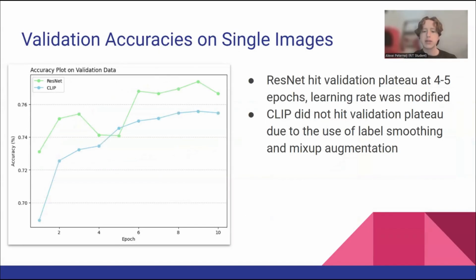The validation sets showed significant fluctuations on ResNet and a smoother transition on CLIP. At around epochs 4 and 5, ResNet hit a plateau on accuracy, so the learning rate was modified, and the plateau was overcome. Label smoothing and mix-up augmentation were applied to CLIP's classifier head, and it generalized better and kept validation accuracy improving, so it never flattened early like ResNet did.